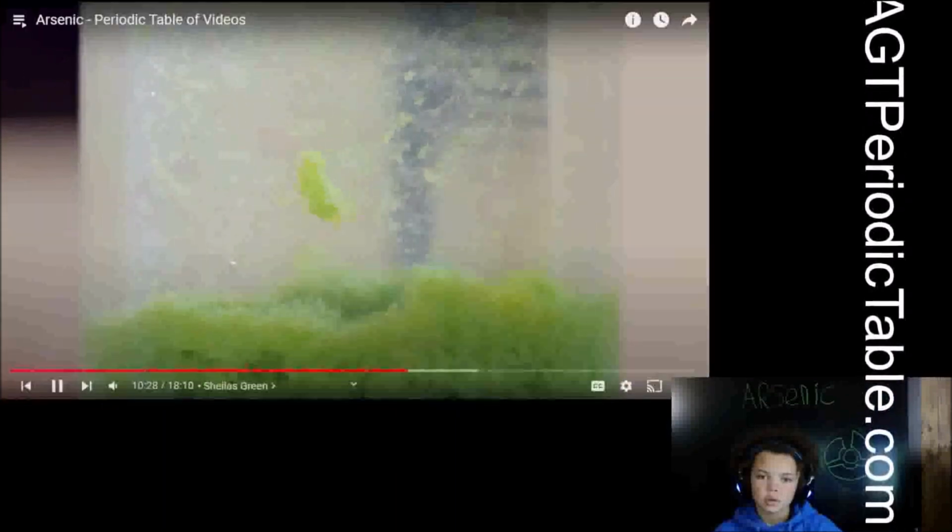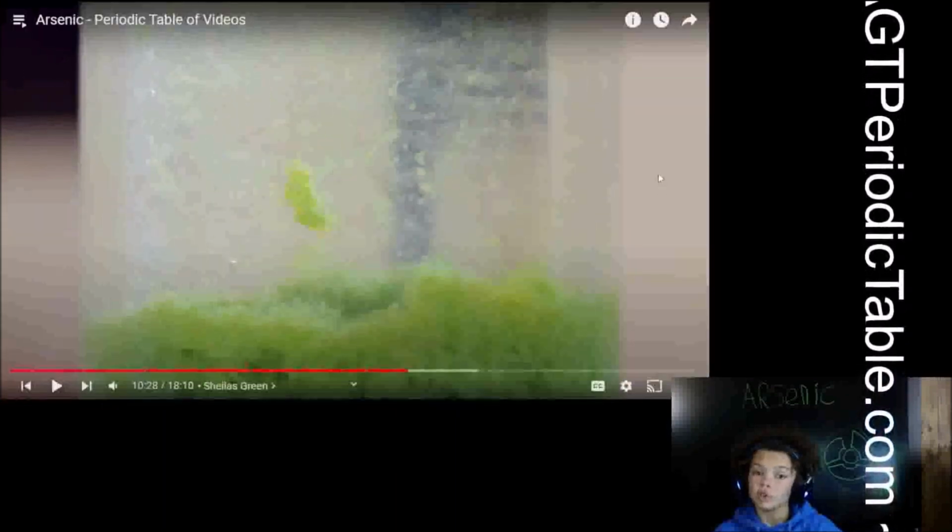Very pretty looking. It also kind of looks like little tiny, it looks like seaweed and it's floating in the water. Or fish food. It also looks like fish food.